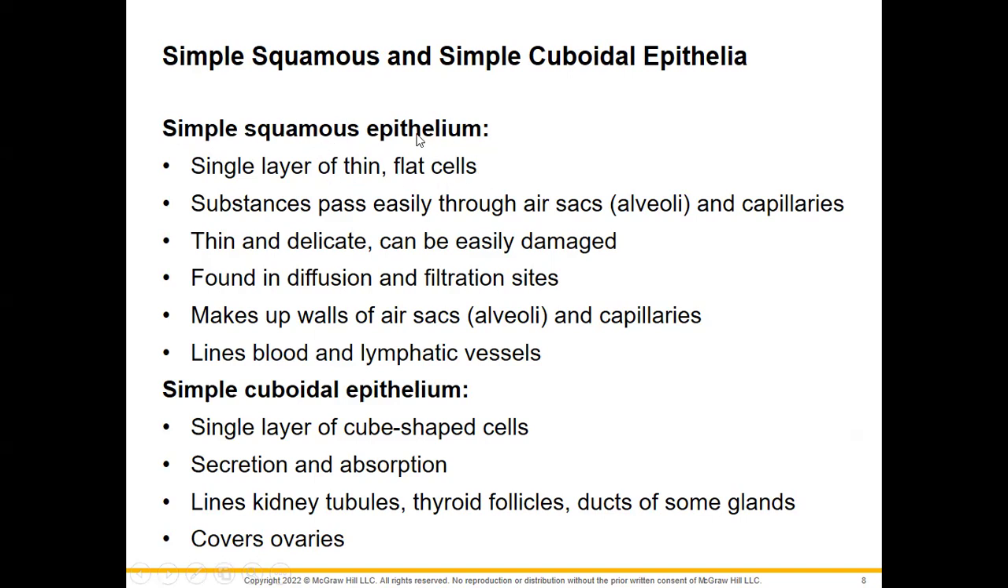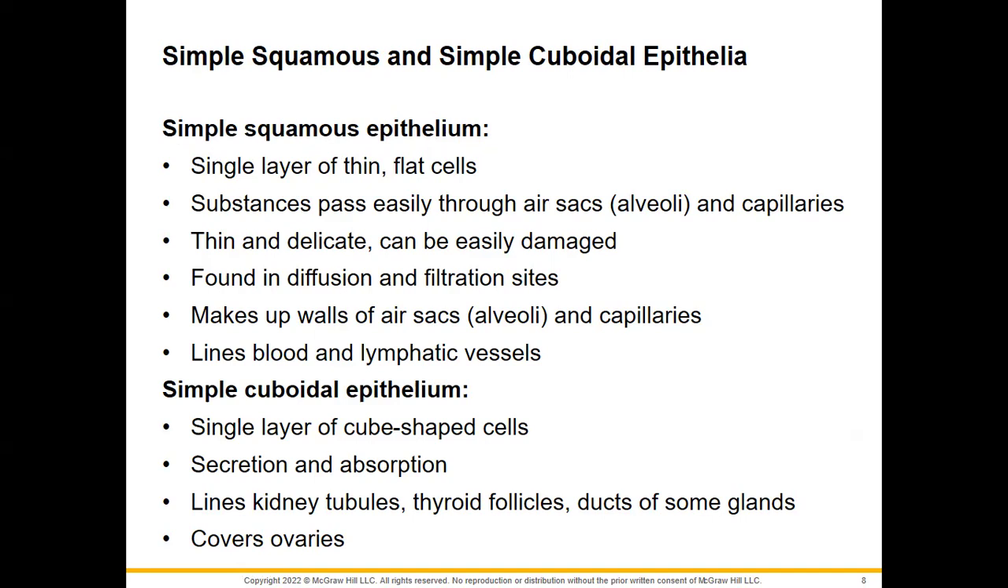Substances are able to pass through easily through these simple squamous cells because they are one cell layer and they are thin. For example, the cells that make up the smallest unit of your lungs, the air sacs, also known as alveoli, are simple squamous epithelium.